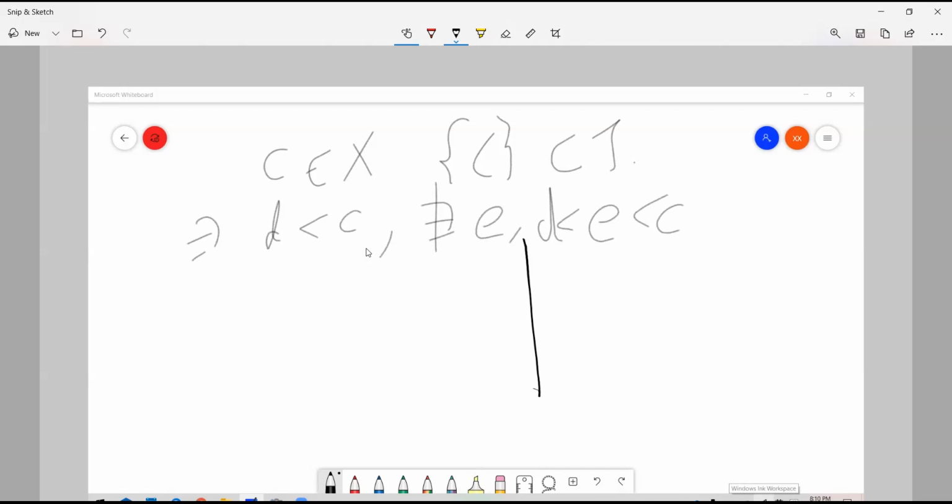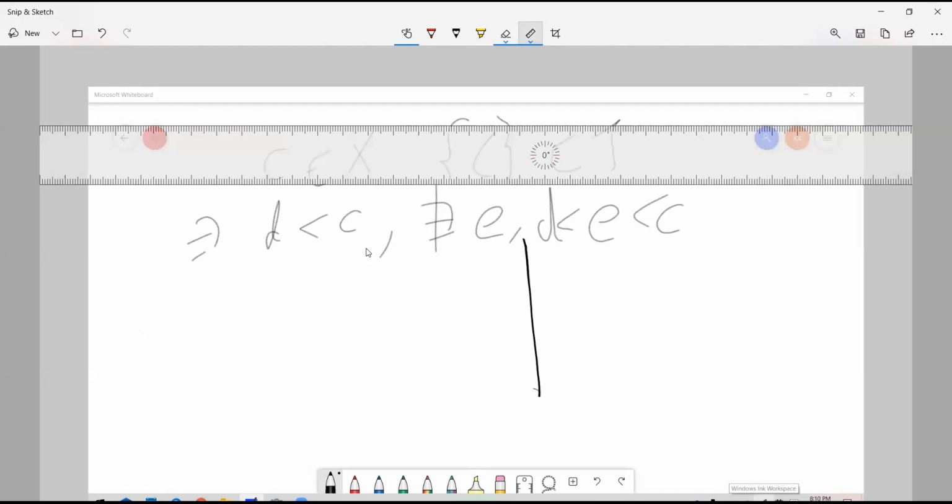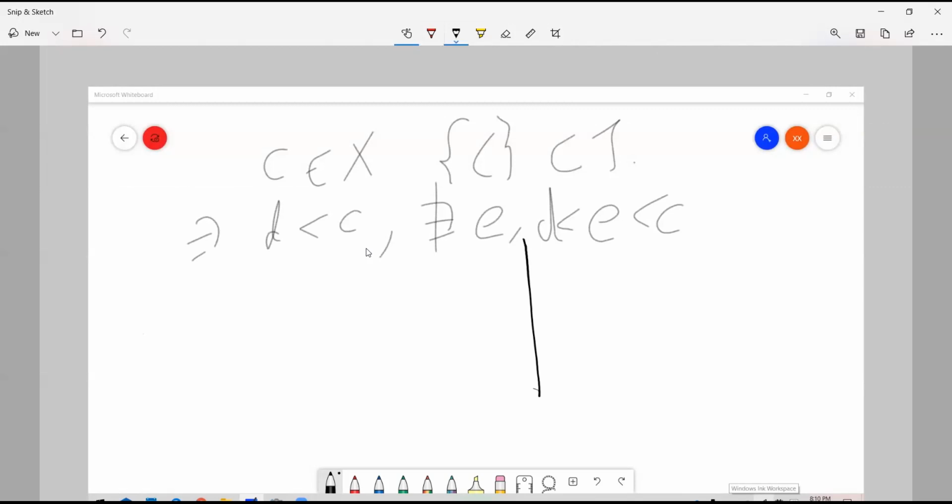Okay, and similarly, there exists something like F which is greater than C, and there doesn't exist some G such that G is between C and F. Okay.